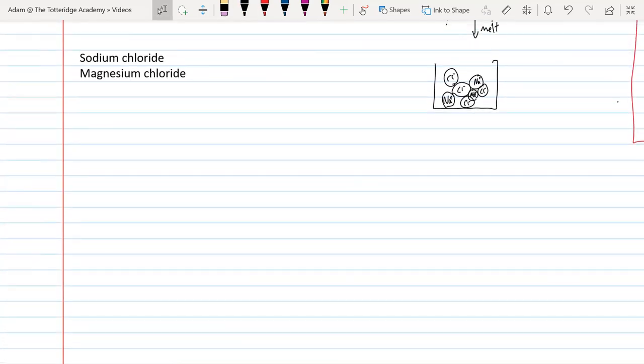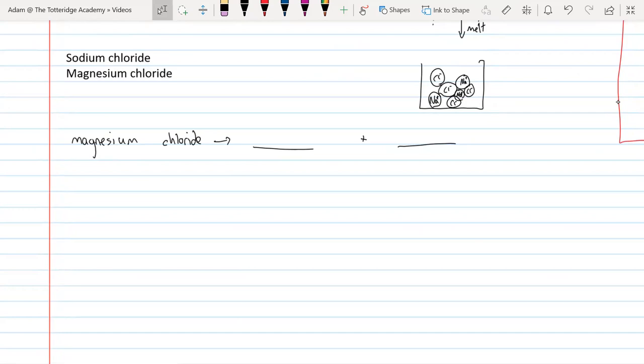Let's take magnesium chloride as another example. I'm going to give you 10 seconds to do this. I'd like you to write that down and complete the word equation for the electrolysis of magnesium chloride there, please. Okay, if you need a bit more time, make sure to pause the video. If you're done, what you should have is magnesium over here and chlorine over there.